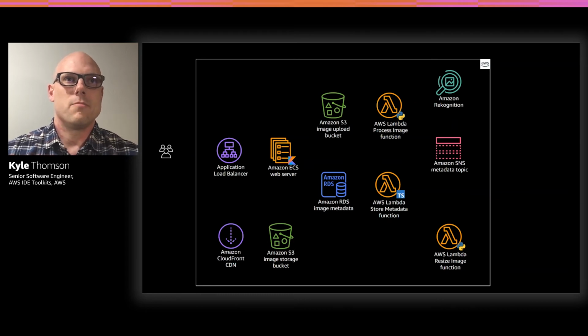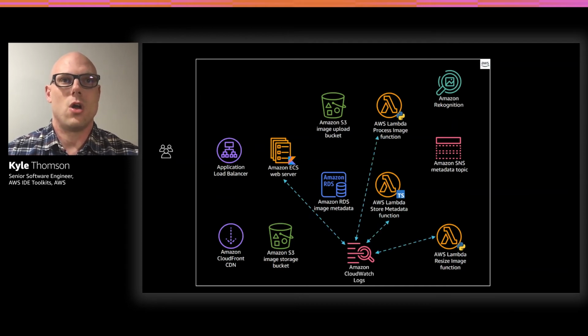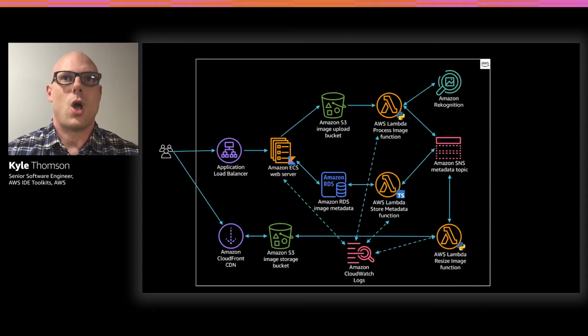Now, all of these compute types here, all of these orange squares and boxes, the Lambda functions and the ECS web server, of course, publish logs to CloudWatch Logs. And this is the full overview of our application. As you can see, there are several different services involved, multiple layers, multiple hops. And when we're talking about trying to rationalize this as a developer, this is where the toolkit comes in and can help us out.